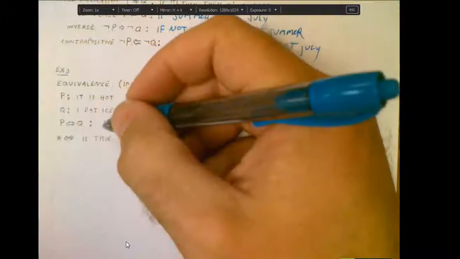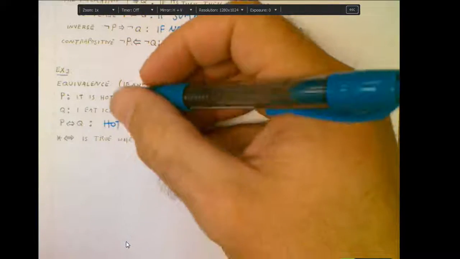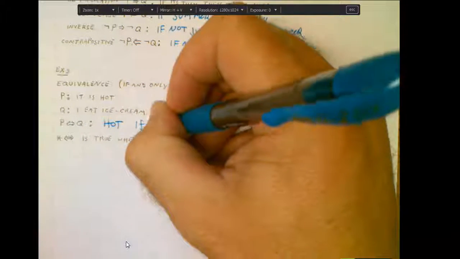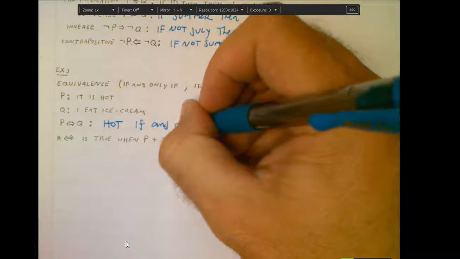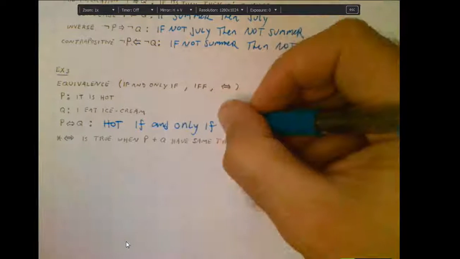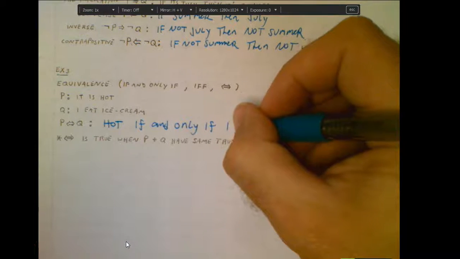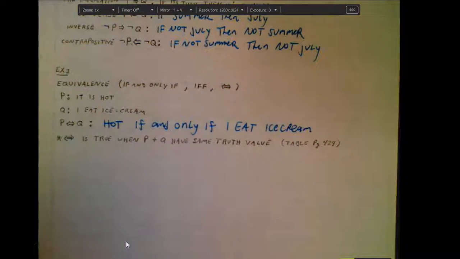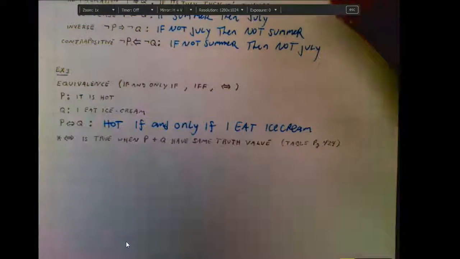Notice this does not start with the word if. We simply say it is hot if and only if I eat ice cream. And that's how we get our equivalence statement.